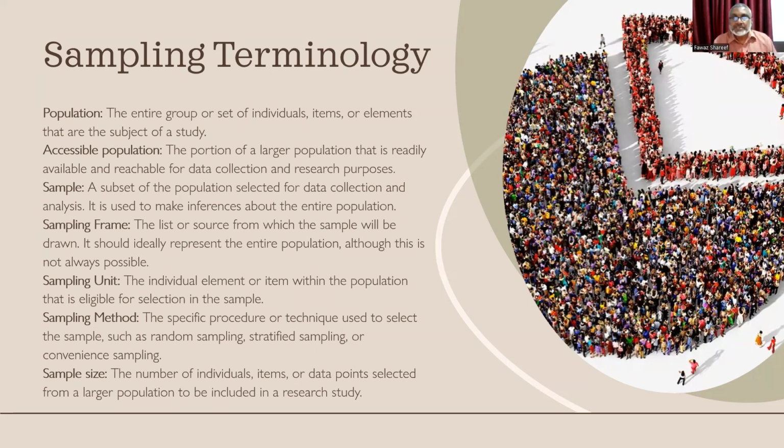A sample is a subset of those. So a subset can be a group of students from all Malay schools, or you can take a group of schools. But it has to be a group of people that can actually reflect all the Malay schools. And then the sampling frame is the list or the source from which the sample will be drawn. In other words, that is the list from which you draw the samples.